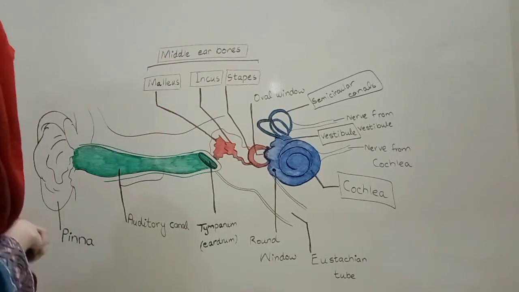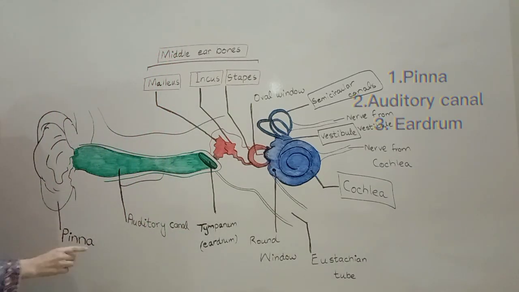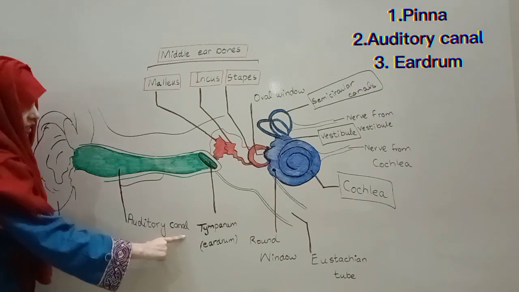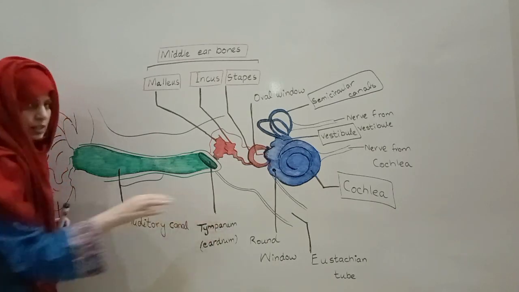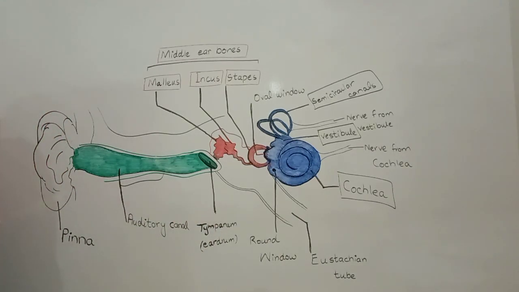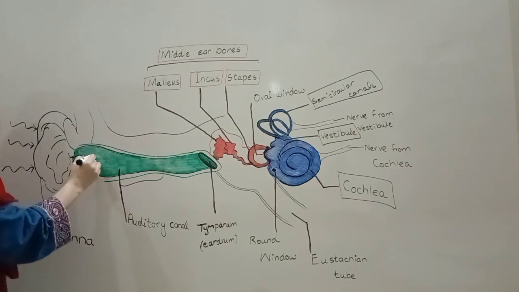Basically, the external part of the ear consists of three parts: pinna, auditory canal, and eardrum. The other name of the eardrum is tympanum. First of all, the pinna. Pinna is the external broad part of the ear which is responsible for transferring the sound waves coming from the outside of the ear. It transmits these sound waves inside the ear.